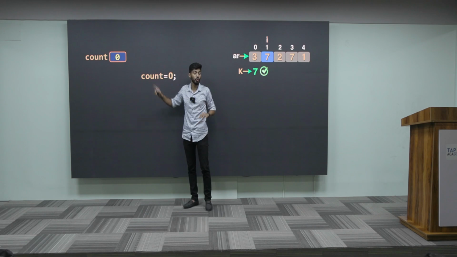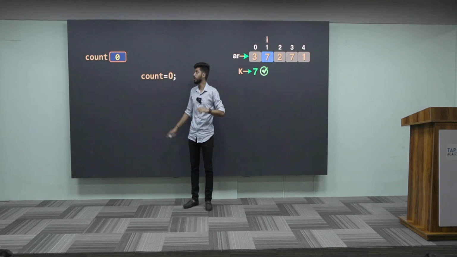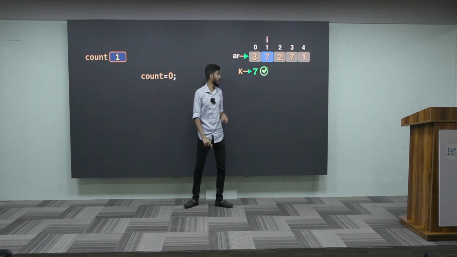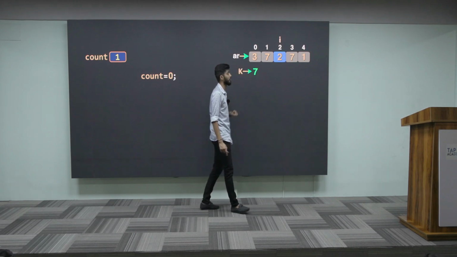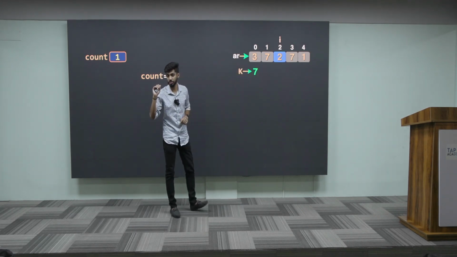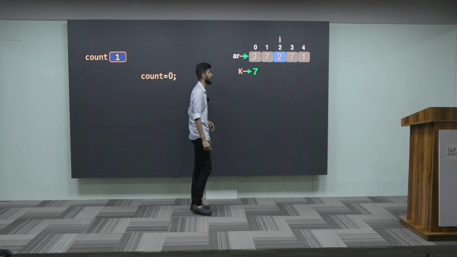Is that clear to you? What will be the count value now? 1. So the count value becomes 1. Next, we shall go to the next element. If I go to the next element, are they equal or not equal? Not equal means, should I increase or should I not increase? Should not increase. Again, I need to go to the next element.